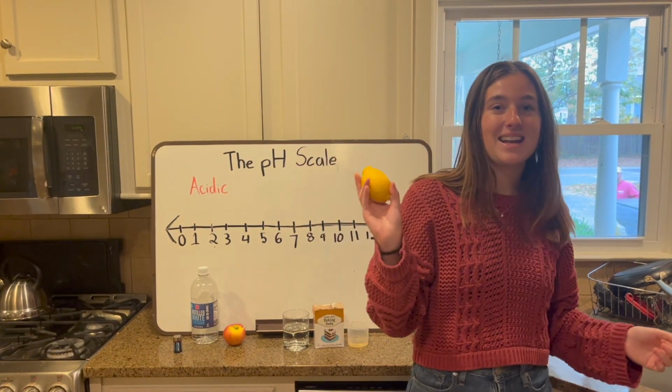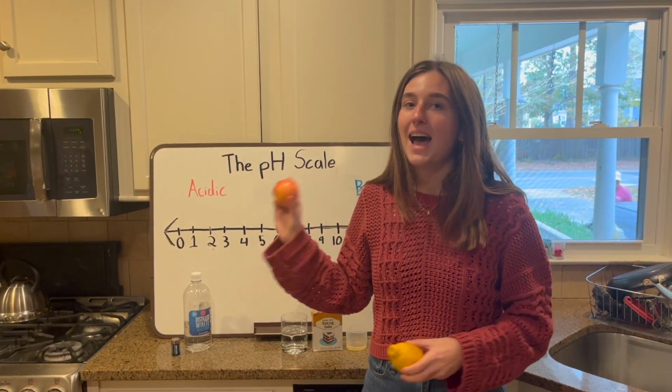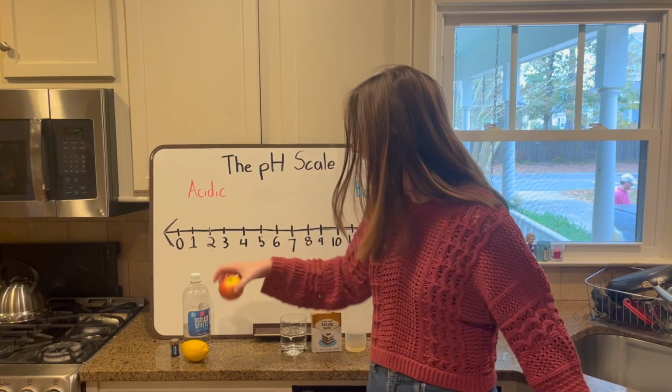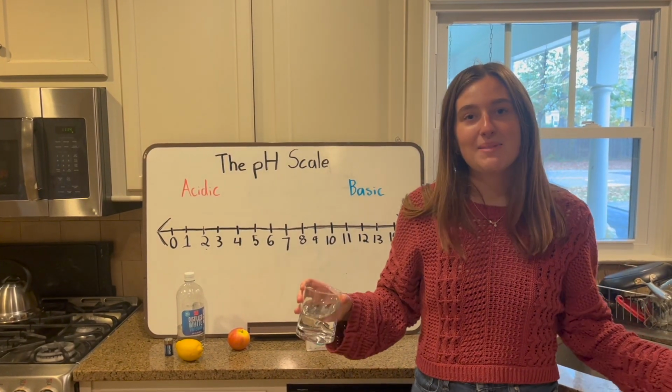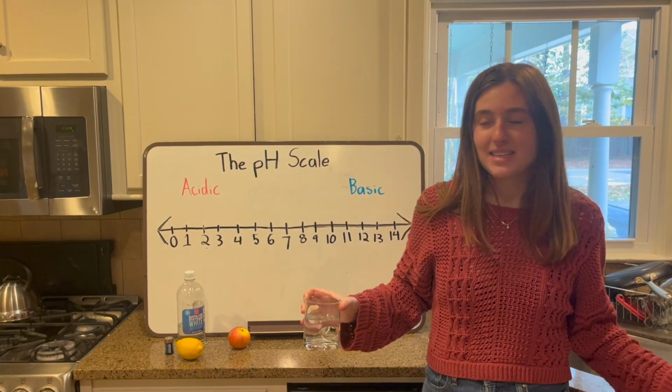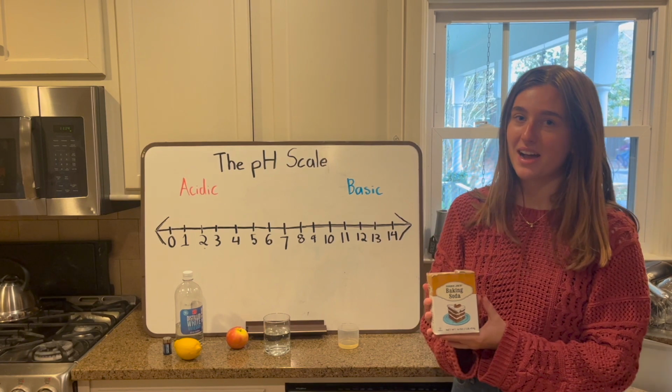This lemon has a pH of about 2, and so does this bottle of vinegar. This apple has a pH of 3, and water is a true neutral with a pH of 7, though it actually depends on the region for how acidic or basic the water is. This baking soda has a pH of 9.5.